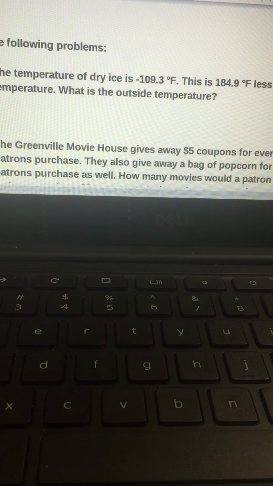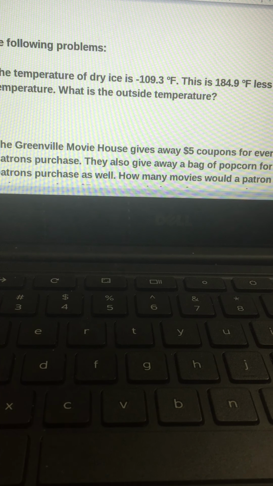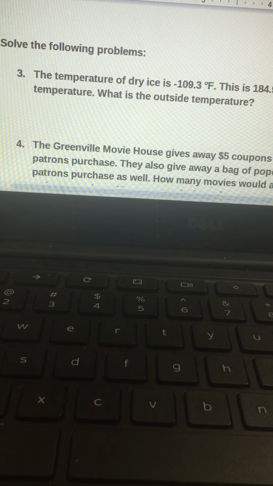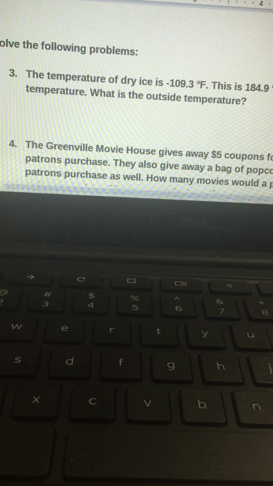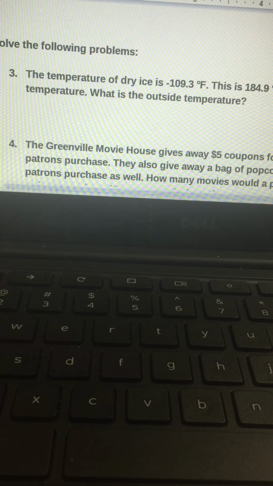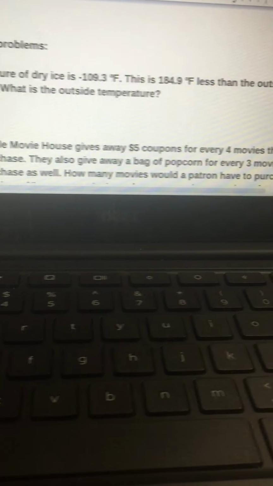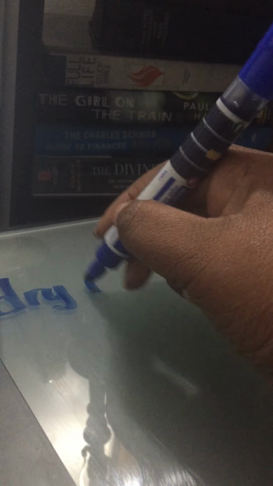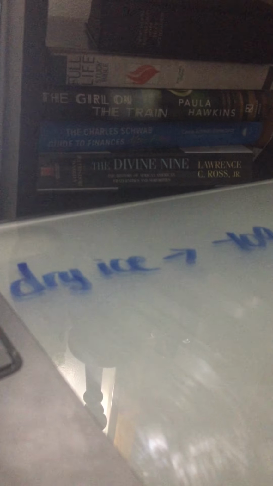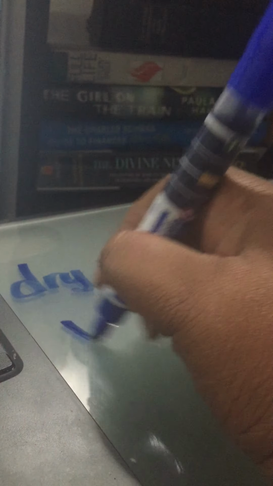All right, so do we know what the outside temperature is? No. So that is going to be an unknown X. Do we know the temperature of the dry ice? Yes, we do. We know the temperature of dry ice is negative 109.3. The temperature outside is X.